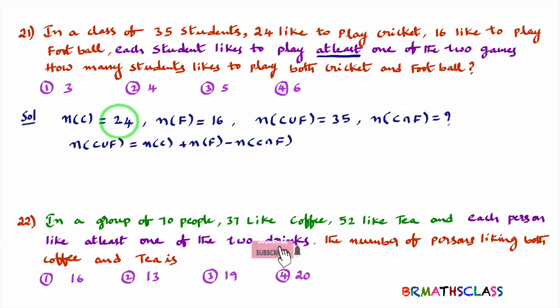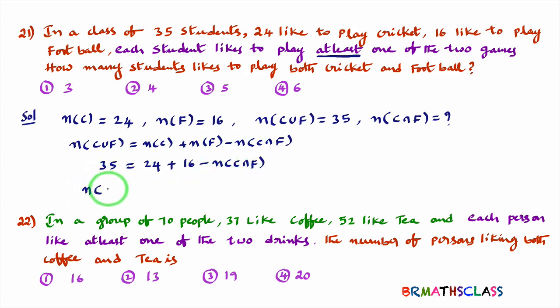Now I'll substitute all the information. N of C union F is what? That is 35. N of C is 24, plus N of F is 16, minus N of C intersection F. That is what we need to calculate. I'll take N of C intersection F to the left hand side. N of C intersection F. 24 plus 16 is 40. Now you take this 35 to the right hand side, it will become minus 35. 40 minus 35 is 5. So N of C intersection F is 5. So the number of students who like to play both cricket and football is 5. So which option is the right option? Third option is the right option.